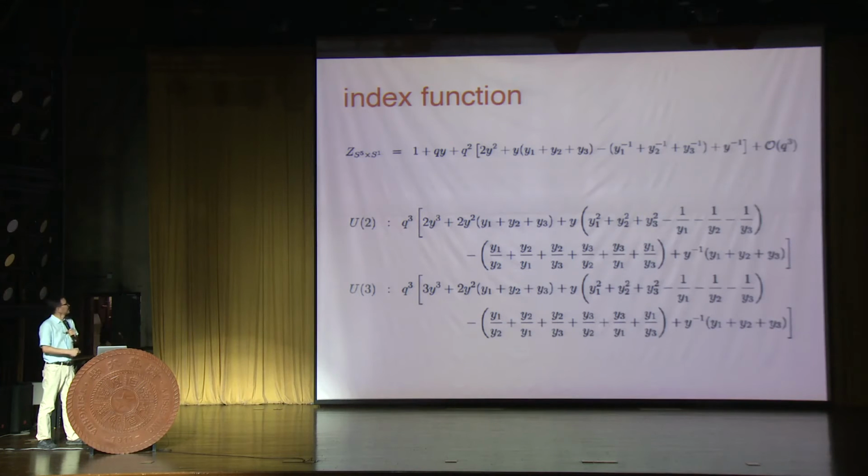So one can calculate the index functions for the SU2, SU3 case, and here is the momentum Q along the KK direction, so Q, Q square, and so on. And at the Q to the cube term, we can obtain this phi, and this contribution matches the ADS-CFT calculation. So it tells us that this field theoretic approach gives the right index.